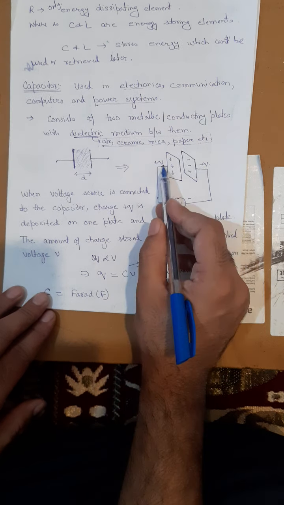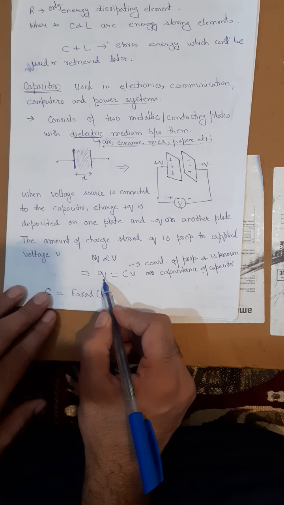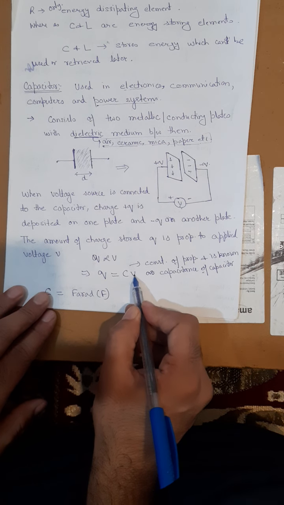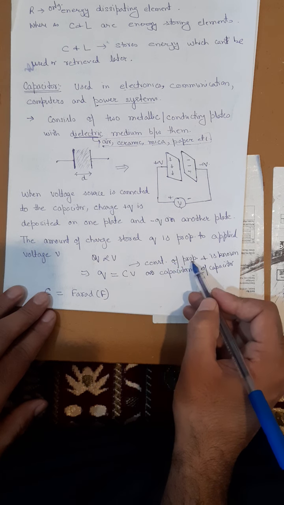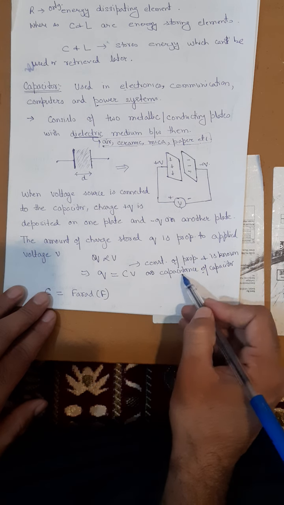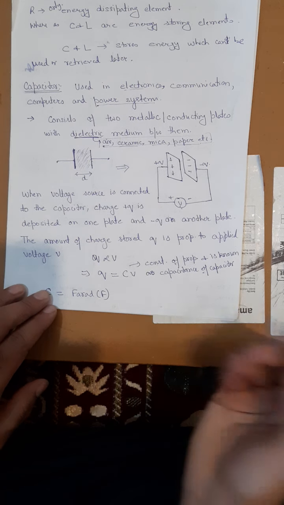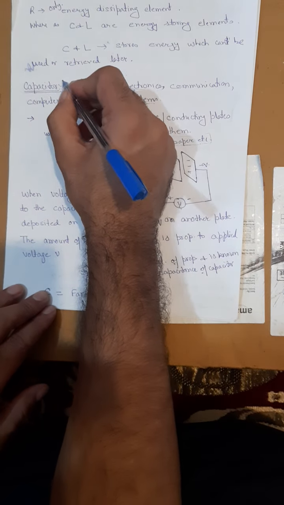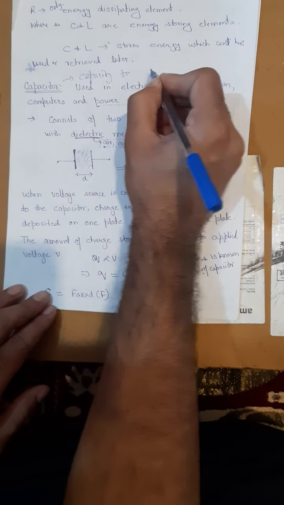Got it? Q is directly proportional to V. Using the constant of proportionality, I can write Q equals C times V, where C is the constant of proportionality and is known as the capacitance of the capacitor. What do you mean by capacitor? Capacitor simply means capacity to store energy.